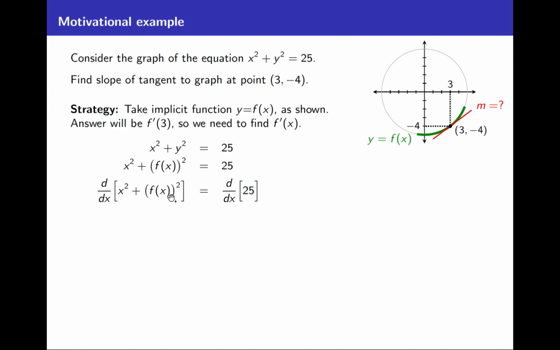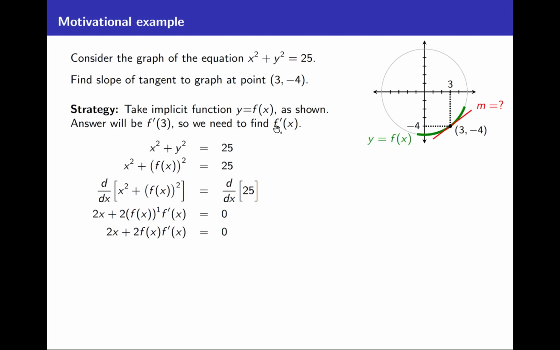The derivative of the left-hand side equals the derivative of the right-hand side. And watch what happens when we do this. The derivative of x squared is 2x. Then we have to add to that the derivative of f of x squared. And for that, we've got to use the generalized power rule. It's 2 times f of x to the power of 1 times f prime of x. And then on the right, we have the derivative of 25. That's just 0. So cleaning this up a little bit, we get 2x plus 2 f of x times f prime of x equals 0.